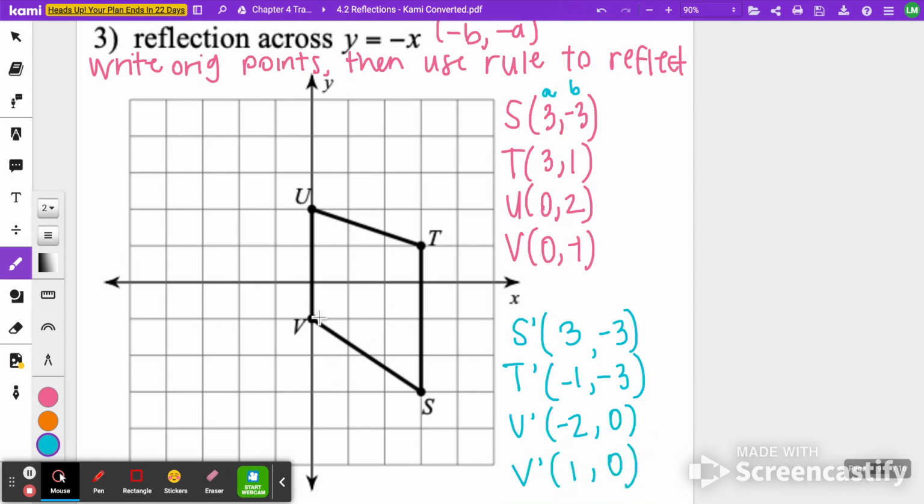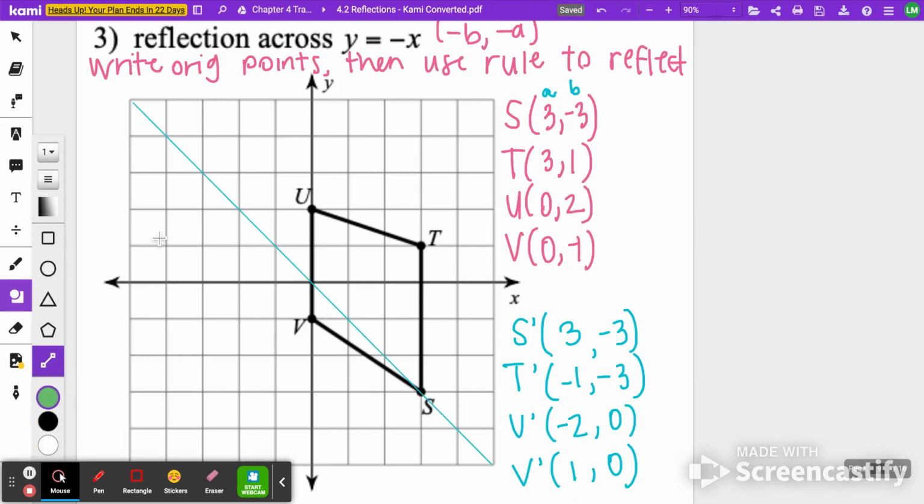Okay? When you reflect across y equals negative x, it's actually going to go through the origin. So I'm going to go ahead and draw us a line so you can see what that looks like. All right, so what I just did is I drew where y equals negative x. That means it's going through the origin and it's going in a downward slope. So you notice how S is already on that line of reflection, which is why S prime did not change.